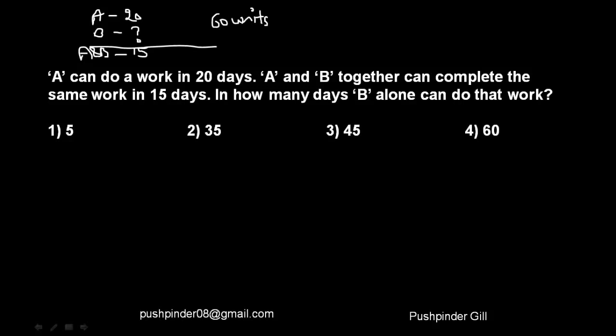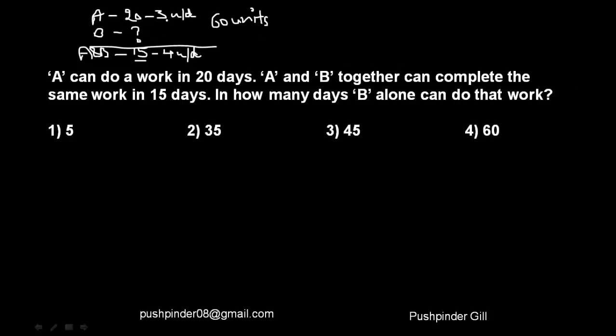that. So the work is of 60 units and A is able to finish the job in 20 days. That means he's finishing 3 units every day, right? Similarly, A and B together are able to finish the job in 15 days and the work is of 60 units. That means they're able to finish 4 units every day.